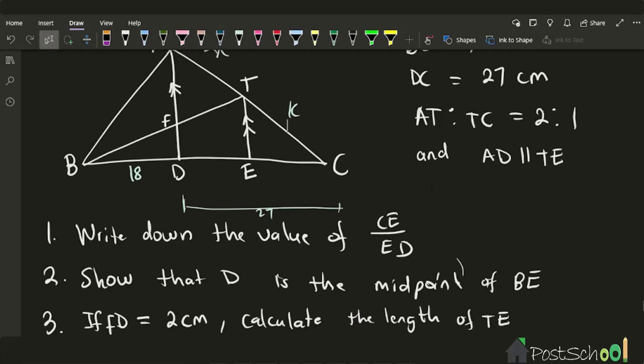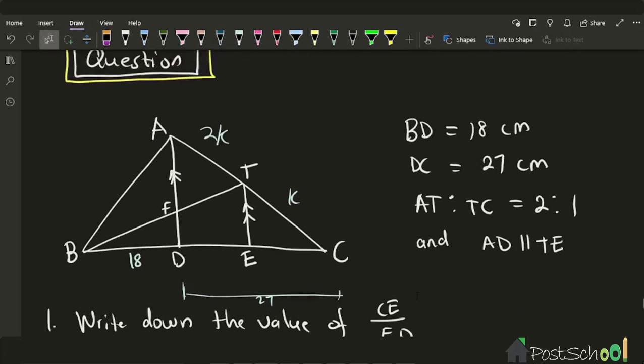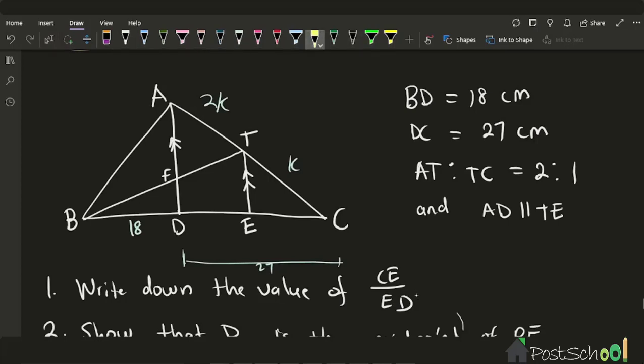Alright, so then again, write down the value of CE over ET. Okay, so we are looking at CE, this, over ET, which is this. The simple answer, because you can see we have lines that are parallel, so you have this parallel to that, so you can simply say it is the same ratio. Another way we can analyze this is to say this is 2K and this is K. So since it's no longer parallel, this is P and this is 2P.